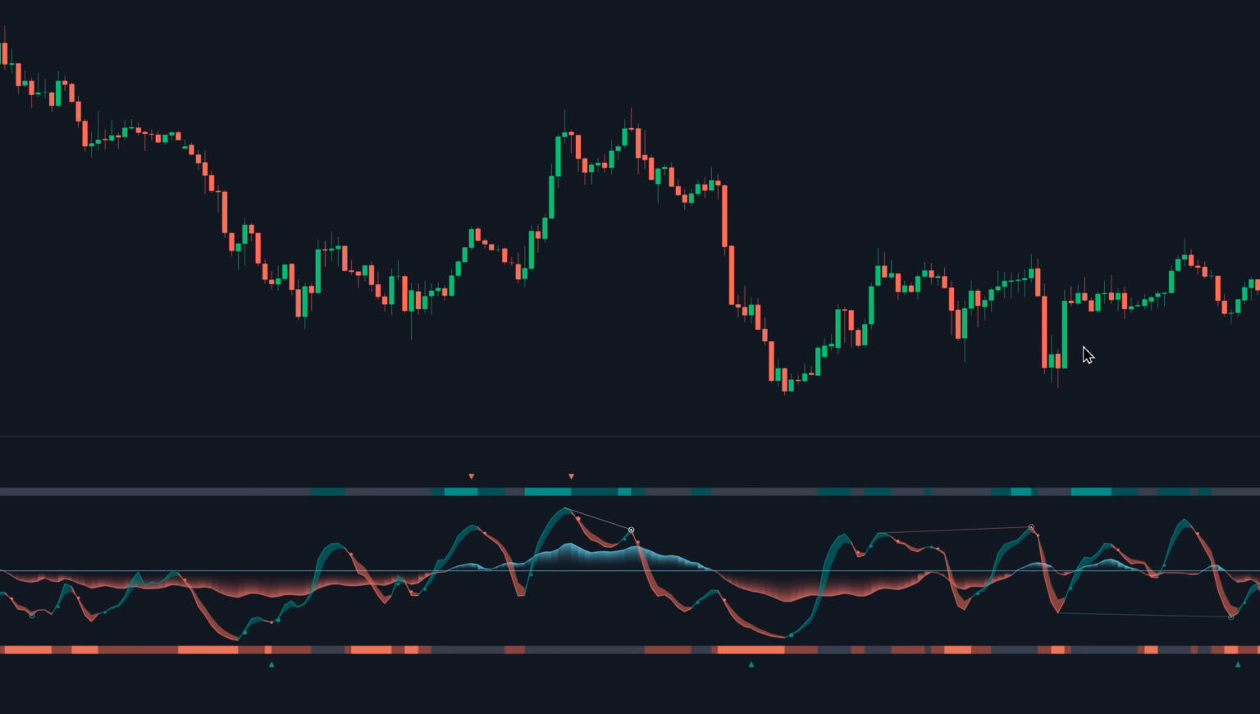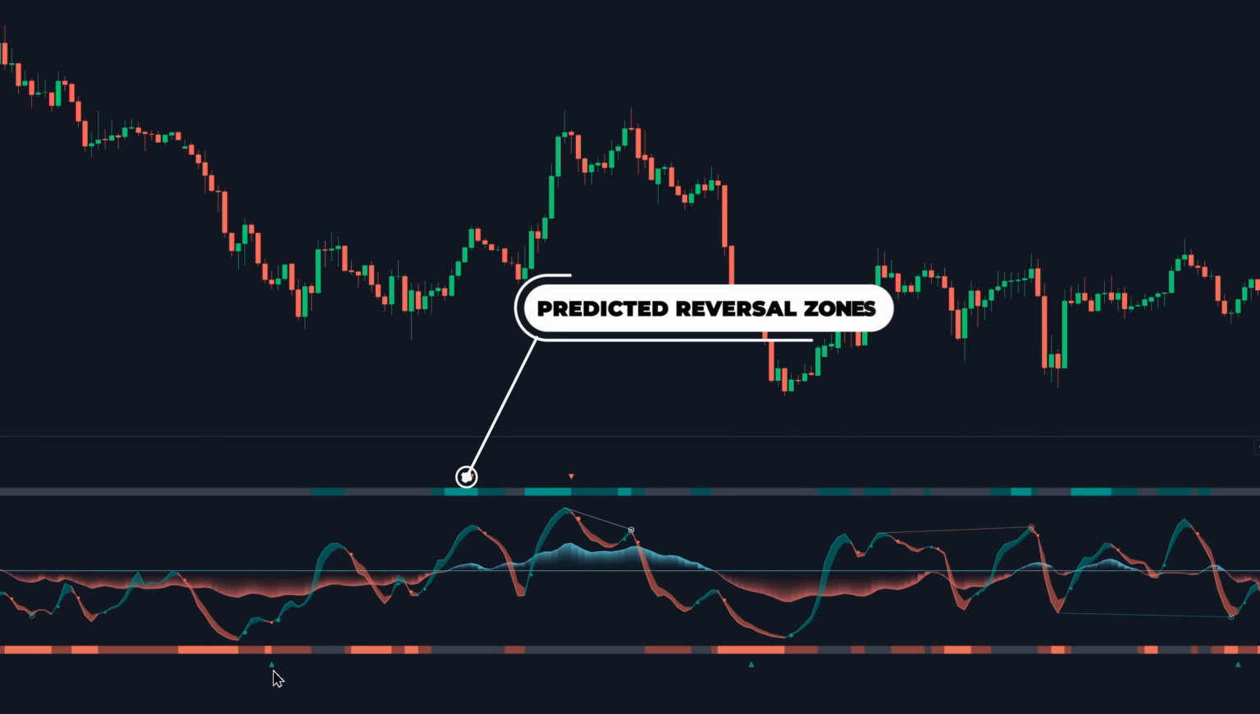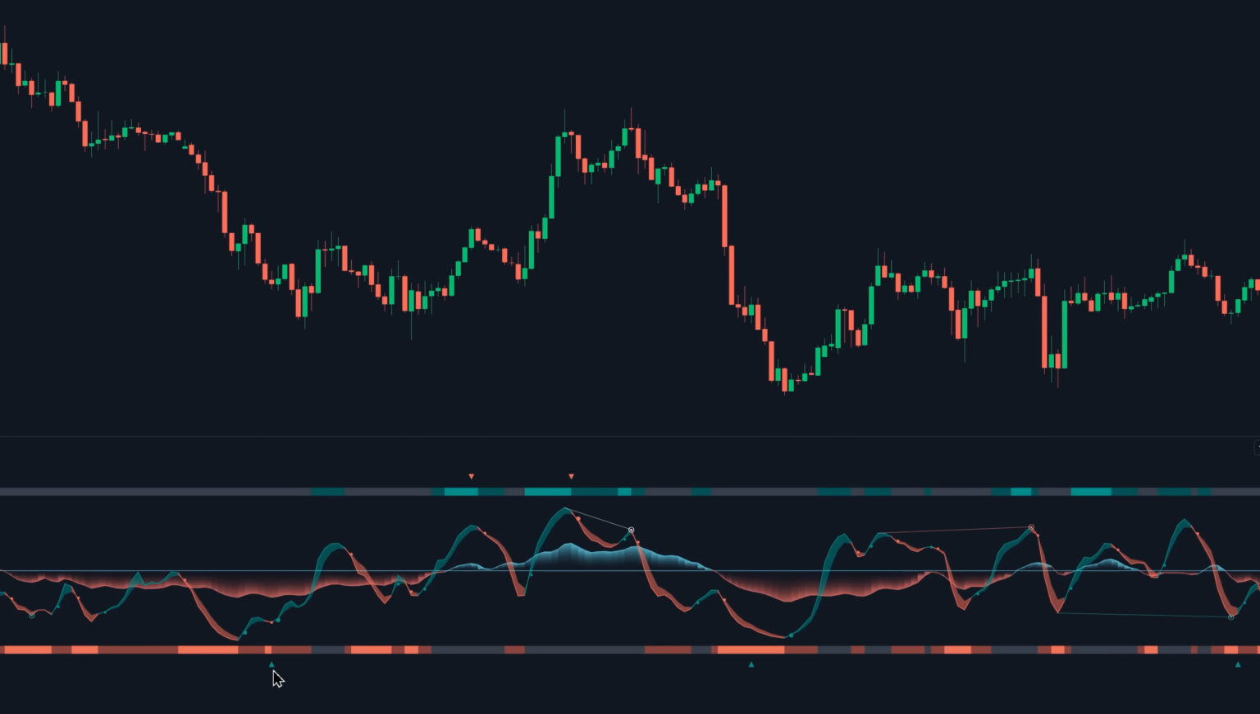Next, we have these arrows at the top and bottom of the oversold and overbought levels. And you might be thinking, what exactly are they? Well, these are called predicted reversal zones. In cases of strong overbought or oversold conditions, the indicator detects potential price pullbacks and marks the beginning of a trend change. This helps better identify trend shifts. These reversal zones can actually be used as potential take profit points for your trades.